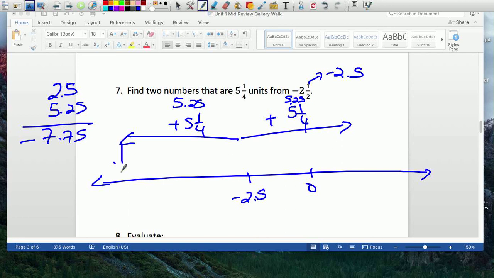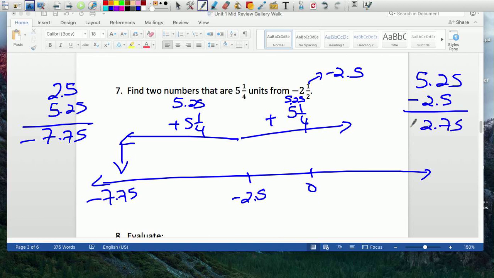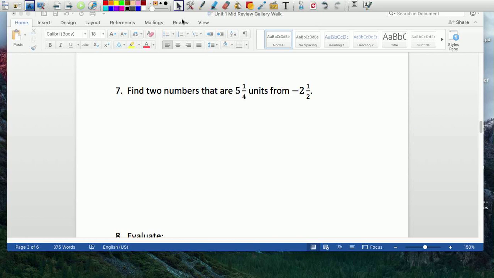So this ends up being 2.5 plus 5 1/4 going that way. It's actually enough to subtract. So it's 5.25 minus 2.5. And you're going to get 2.75 positive. So you're going to land somewhere over here. 8.